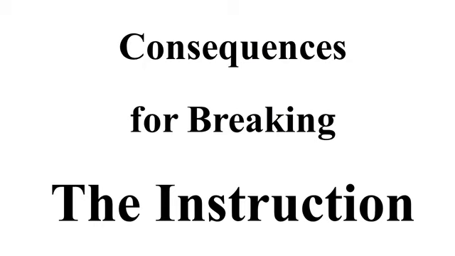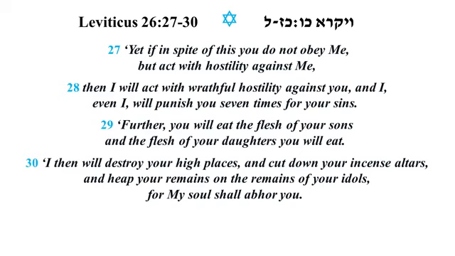Leviticus 26, starting in verse 27. Yet, if in spite of this you do not obey me, but act with hostility against me, then I will act with wrathful hostility against you, and I, even I, will punish you 7 times for your sins. Further, you will eat the flesh of your sons, and the flesh of your daughters you will eat. I then will destroy your high places, and cut down your incense altars, and heap your remains on the remains of your idols, for my soul shall abhor you.